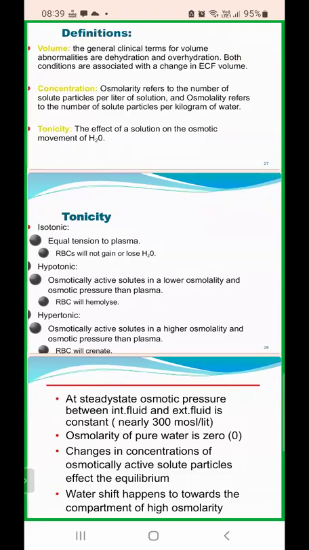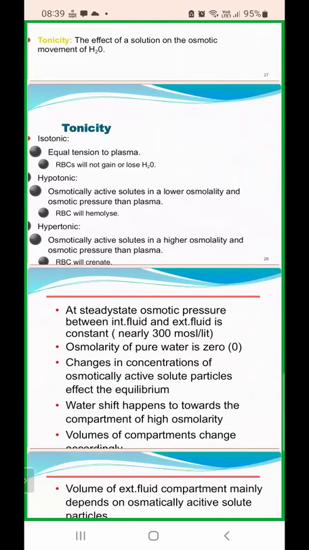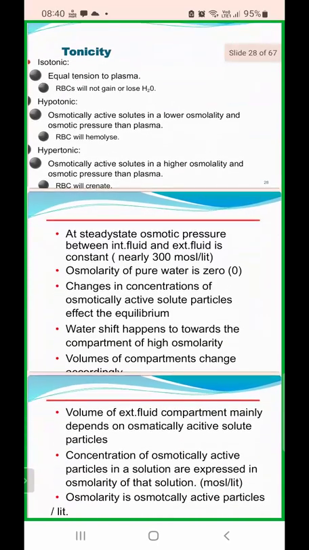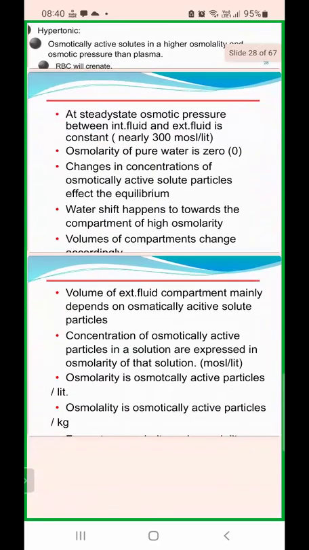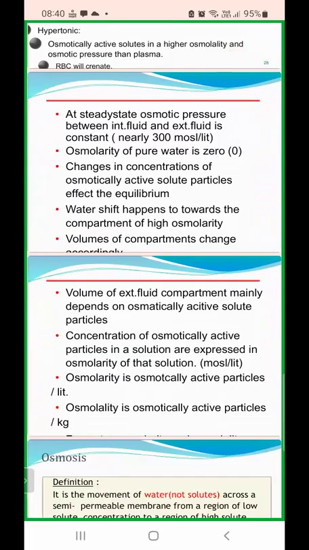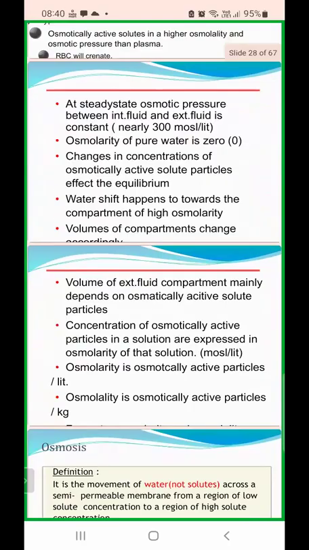So RBCs will hemolyze, and hypertonic, what happens? The osmotically active solutes are in higher osmolality and osmotic pressure than plasma. So RBCs will crenate. Now, at steady state, the osmotic pressure between the interstitial fluid and extracellular fluid is constantly nearly 300 milliosmoles per liter, and the osmolarity of pure water is zero. Changes in concentration of osmotically active solute particles affect the equilibrium. Water shift happens towards the compartment of high osmolarity, and volumes of compartments change accordingly.